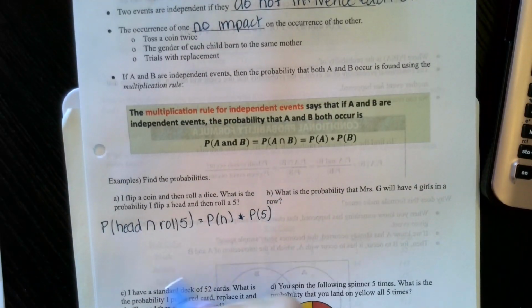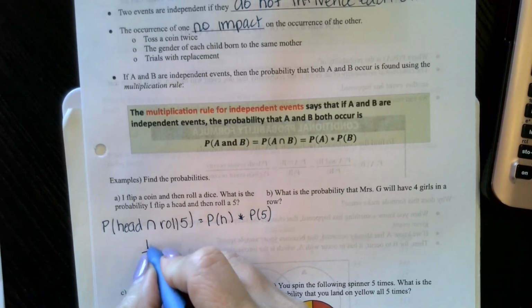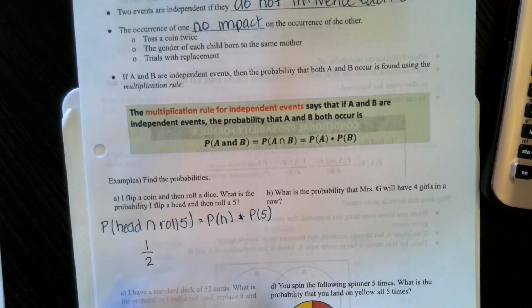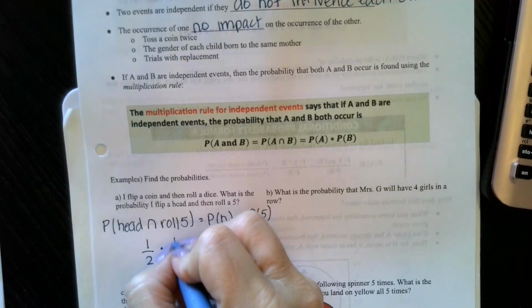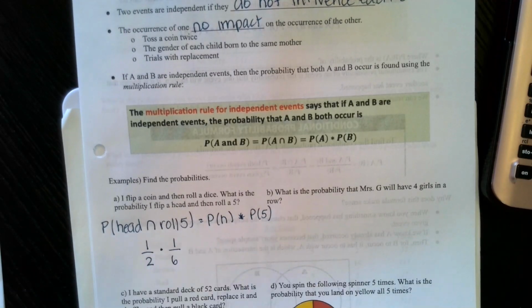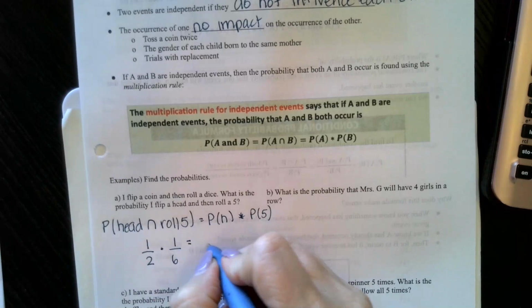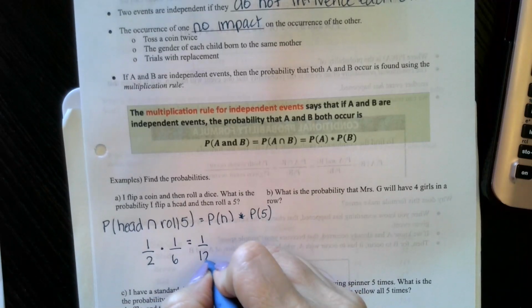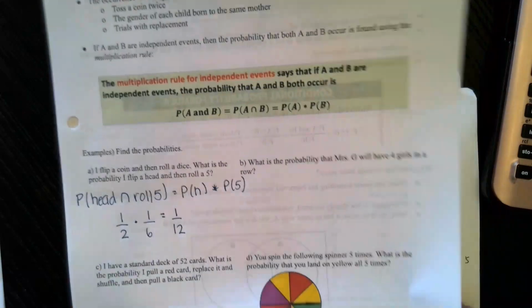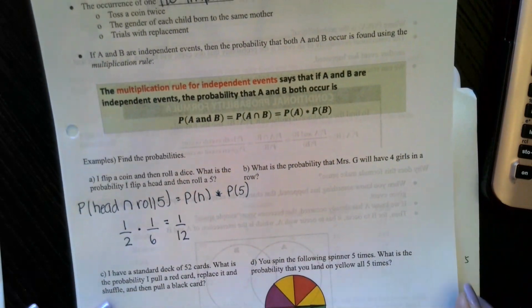Okay, so if I flip a head, it's 1 out of 2. I get a head out of 2 choices, head or tails. And then if I roll a 5, I get a 1 out of 6. So my probability here would be one option out of 6 options on the dice. So overall, I would have 1/12. And I'm not going to worry about putting that in the calculator right now just because I'm worried about time.